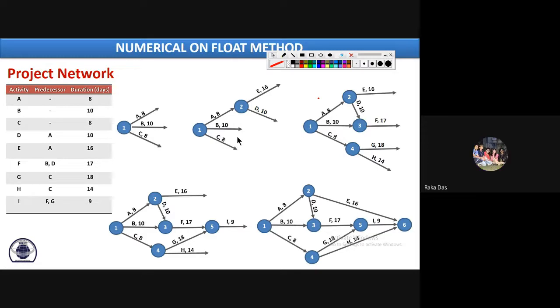No doubts, ma'am. Okay, so the first question is complete. You were asked to draw the network diagram, and this is our network diagram. Now, what is the second question? We have to find all the floats: total float, free float, and independent float.